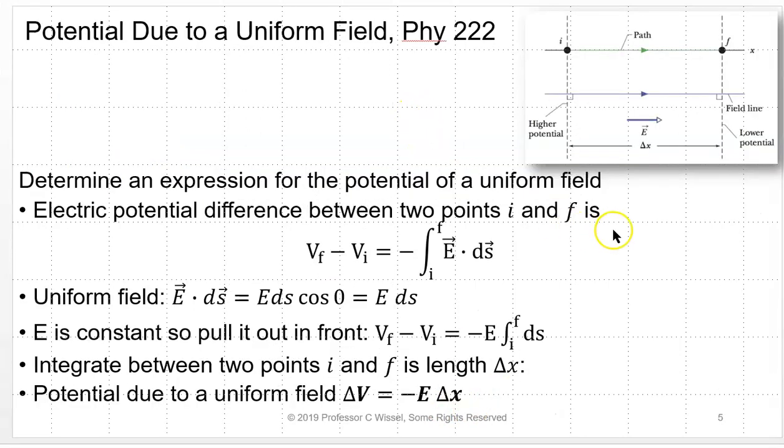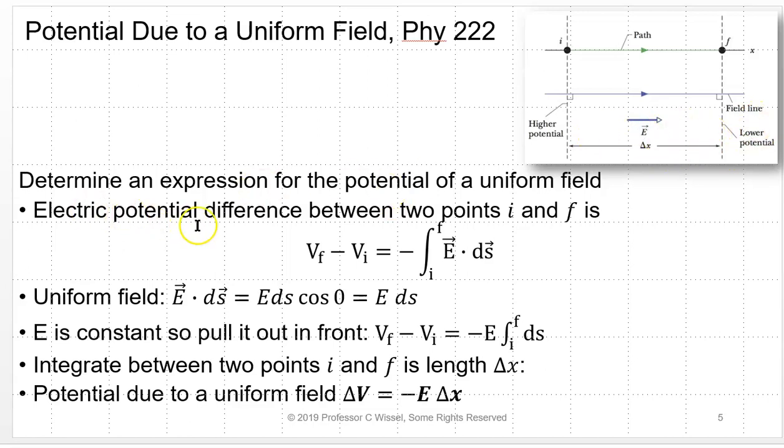Potential due to a uniform field: we're going to determine an expression for potential of a uniform field. And of course, here is our uniform field. Here are the potential lines. Field lines are these blue ones, and the path is from I to F here, between a higher potential and a lower potential. And here's the delta x, and here's the direction of the E field.